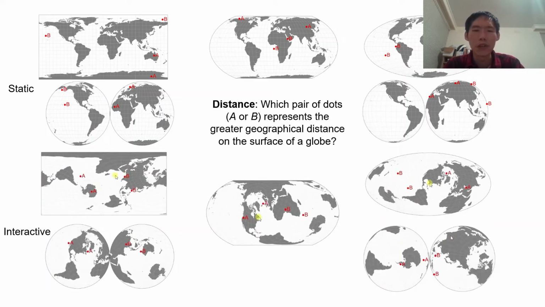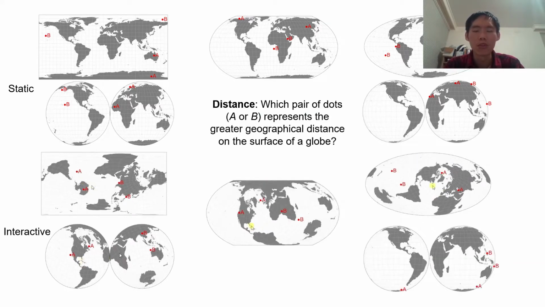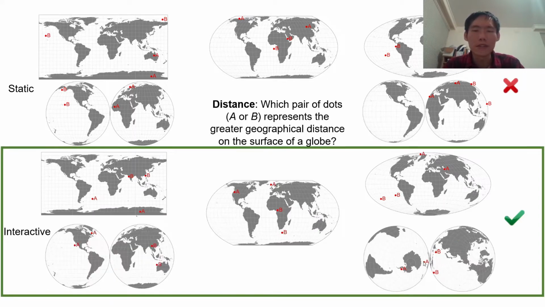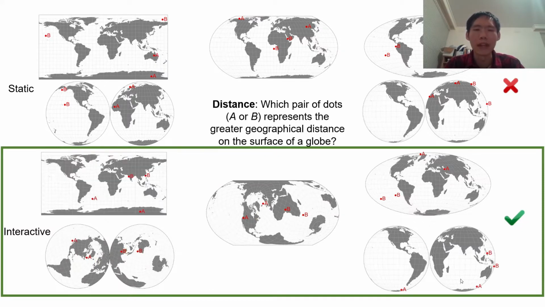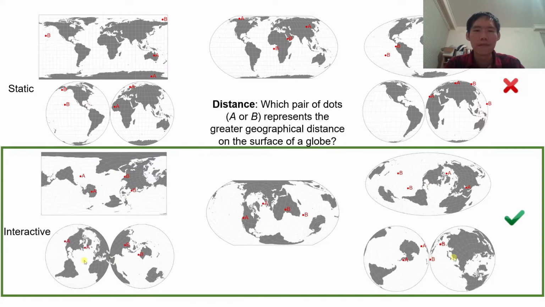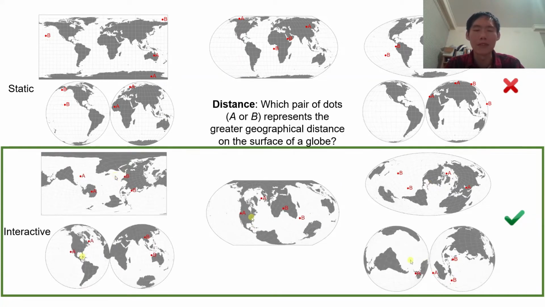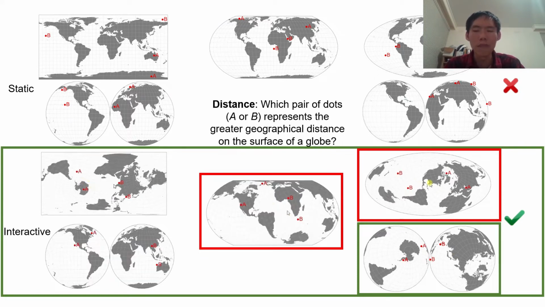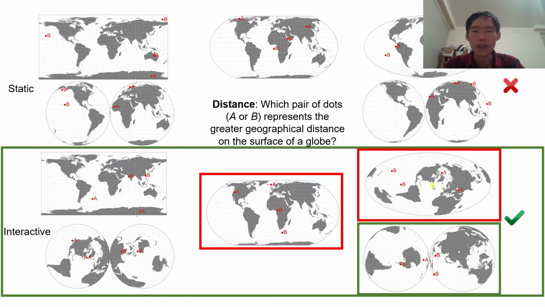In our first study, we compared 5 different projections with and without interaction across 120 participants. We find that for distance comparison, interactive projections are always more accurate than any static projections, but slower than static. On the other hand, the choice of projection makes less difference.